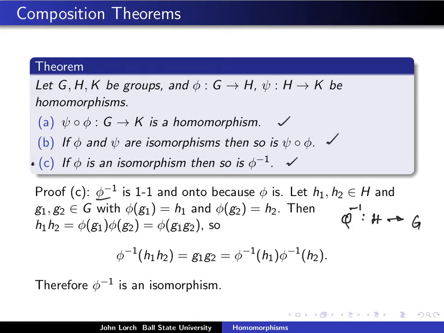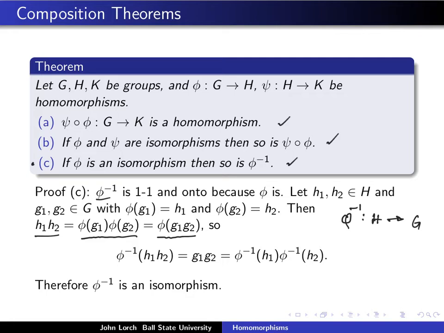So we start with 2 things, H1, H2 in H. And because phi is onto, there are elements G1 and G2 in G, with phi of G1 equaling H1 and phi of G2 equaling H2. So H1 times H2 is this product, phi of G1 times phi of G2. But because phi preserves the operations, because it's an isomorphism, we know that that's equal to phi of G1 times G2.